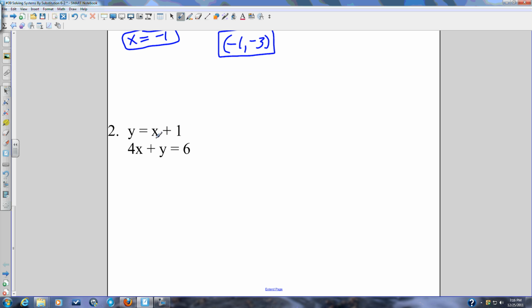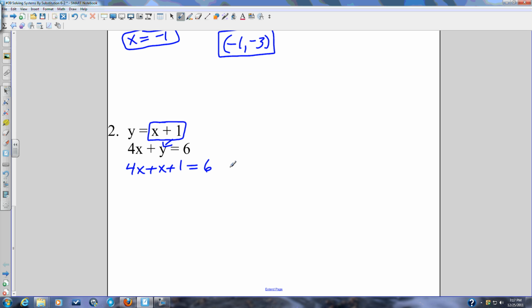We have y equals x plus 1 and 4x plus y equals 6. Again, our first step would be to solve for a variable. However, we don't have to do that. We've already got y isolated in the first equation. So we're going to start by taking that value that y is equal to, x plus 1, and substituting it into the second equation in place of y. So we have 4x plus x plus 1 equals 6.